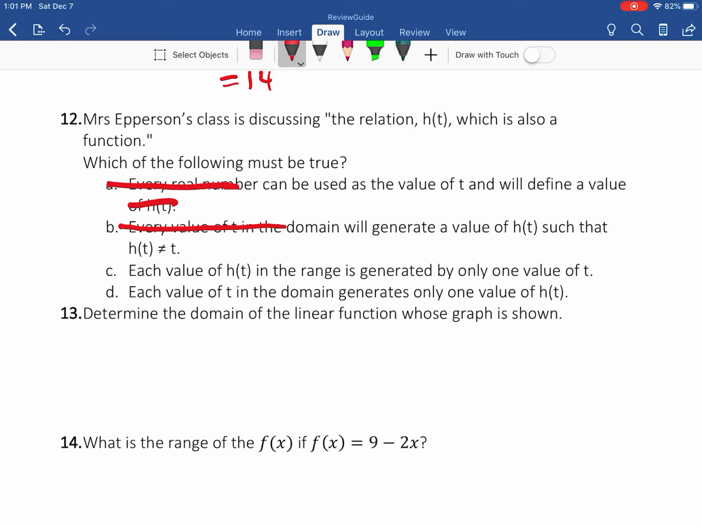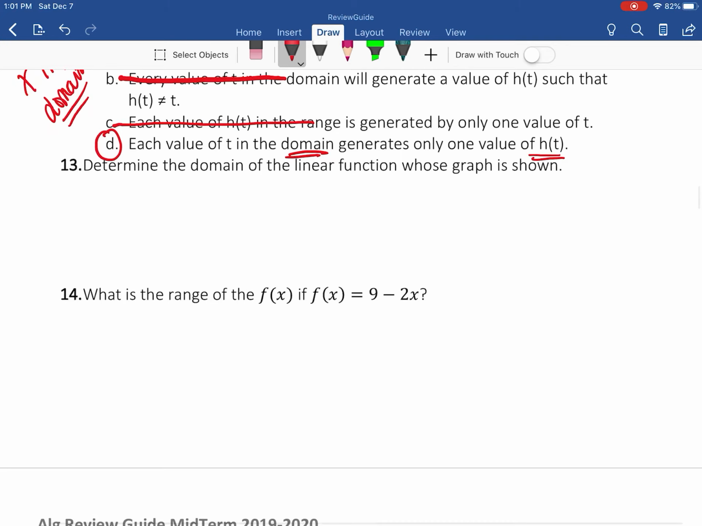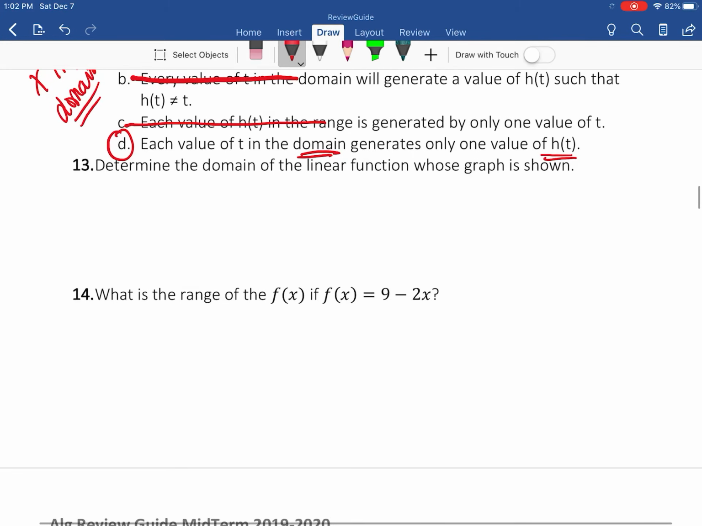Each value of h of t in the range is generated by only one value of t. This is getting us closer in the right direction. The reverse of that is actually true, where we say the value of t in the domain generates only one value of h of t. Remember, x is our input, which is also our domain, and that generates our output, our range.